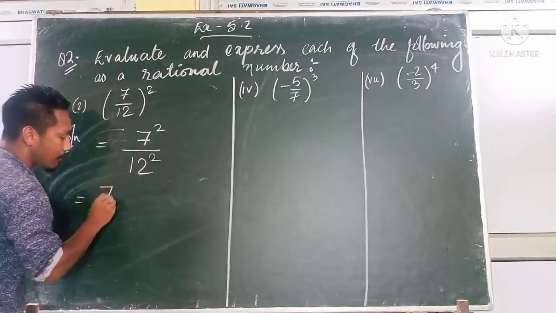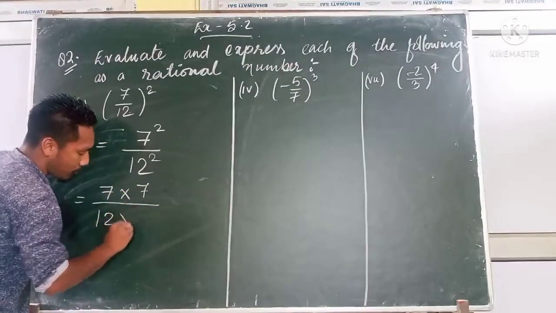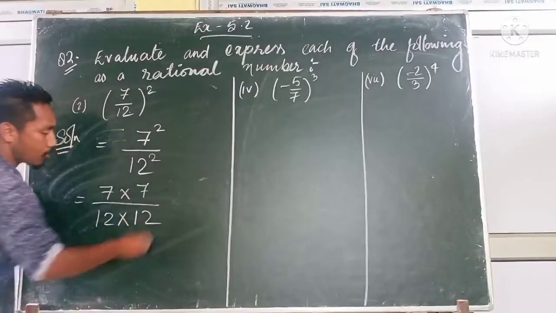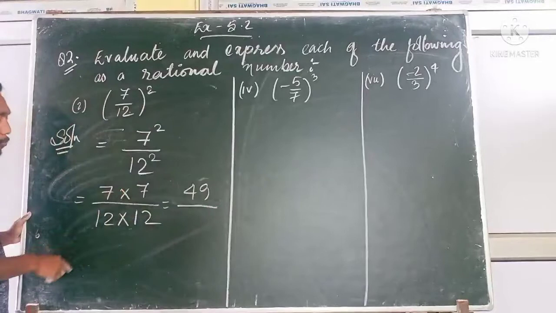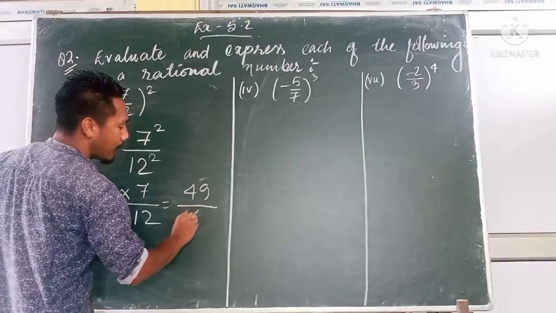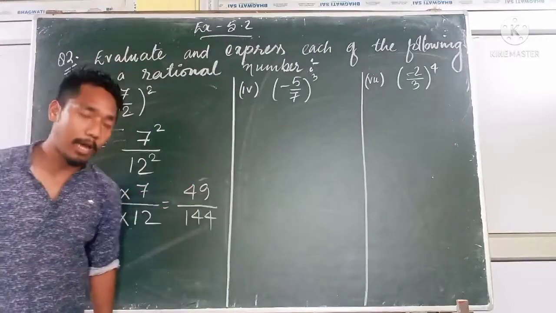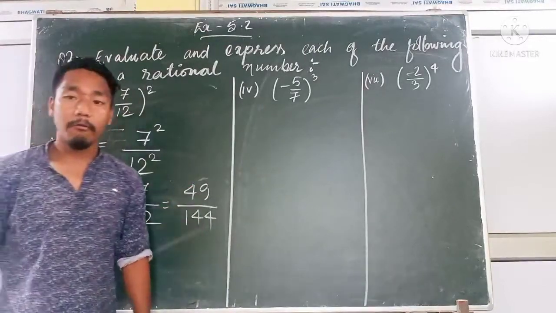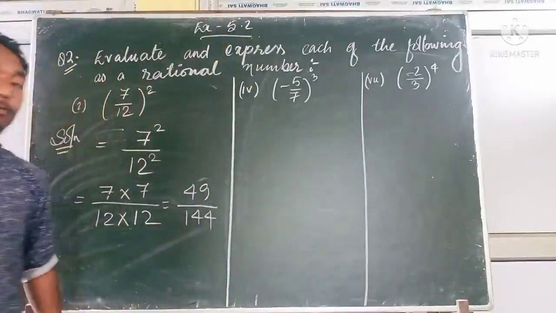Now which implies 7 squared means 7 into 7, and 12 squared means 12 into 12. So 7 sevens are 49. And 12 squared means what? 12 into 12, two times you have to multiply. That means your answer will become 144. 7 into 7 is 49, 12 into 12 is 144. I told you to memorize the multiplication tables of 12 also.